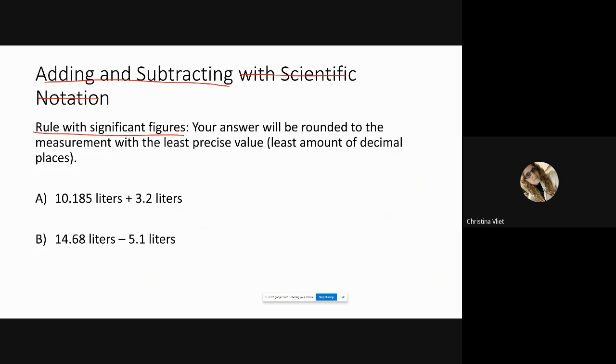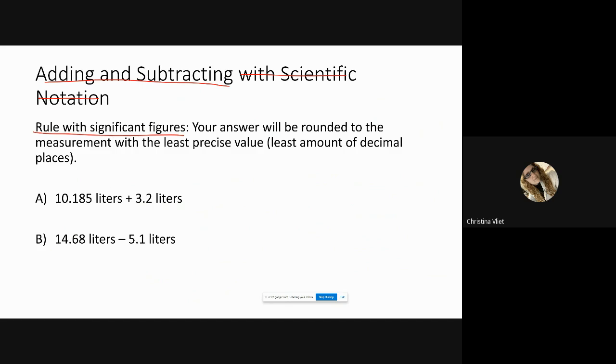When you're adding and subtracting, your rule is similar, but it's not exactly the same. So make sure you write it down. We have to analyze it slightly differently. The guiding principle is the same. You can only be as precise in your final calculation as your least precise measurement. But when you are performing an addition or subtraction, instead of counting the total amounts of significant figures, you look at the decimal places of each value. And I'm going to explain why shortly.